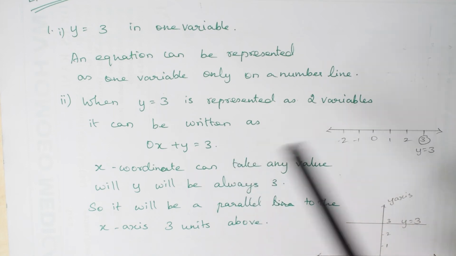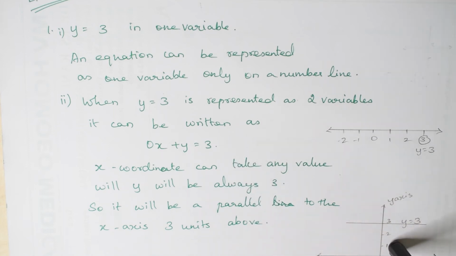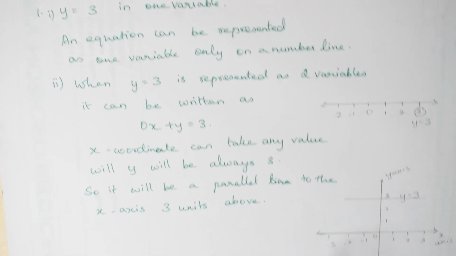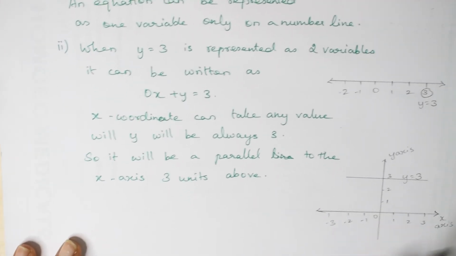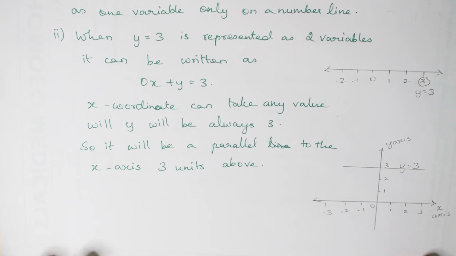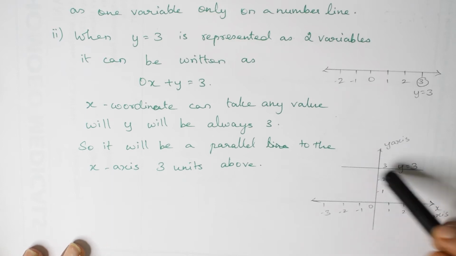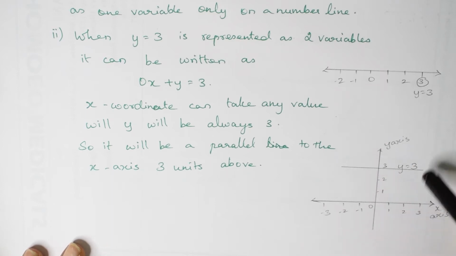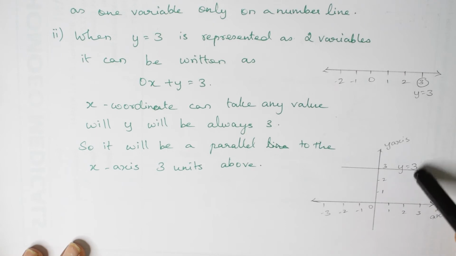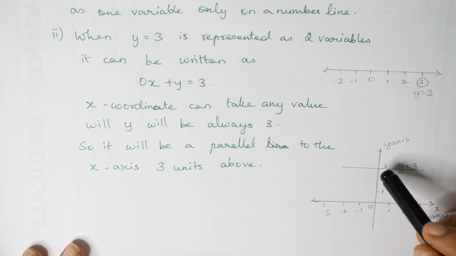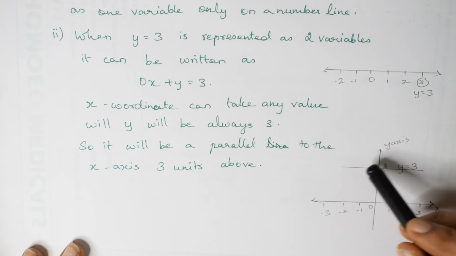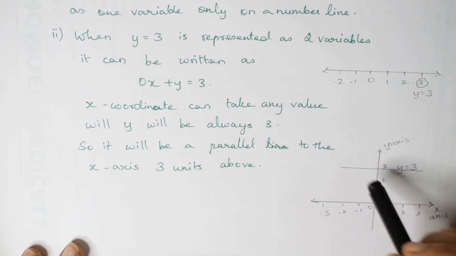Then, if I am representing it on graph paper, we can see that always the value of x will take different values and y will be the same value, and so the line will always be parallel to the x-axis. This is the line y = 3. It shows that the line will pass through 3 on the y-axis, and so it will be parallel to the x-axis.